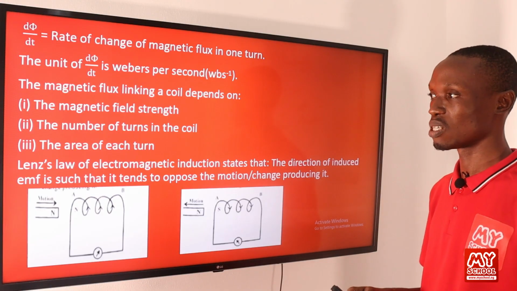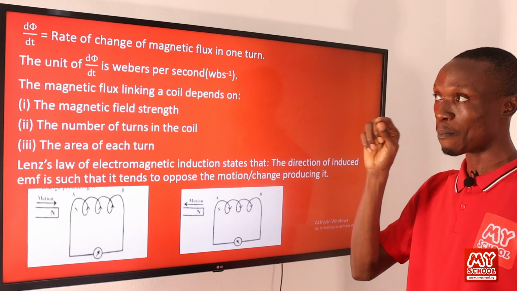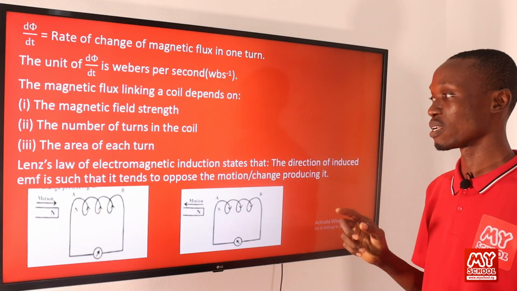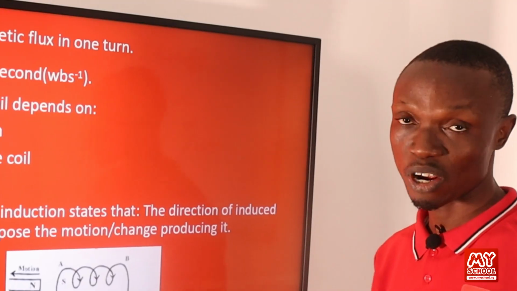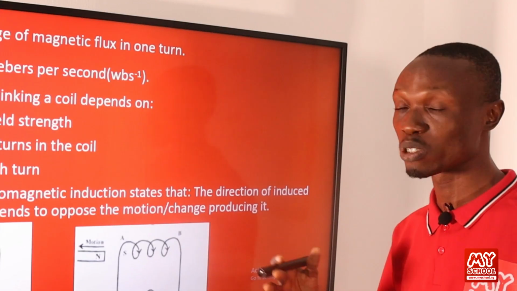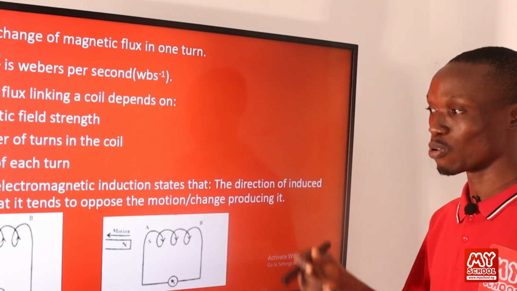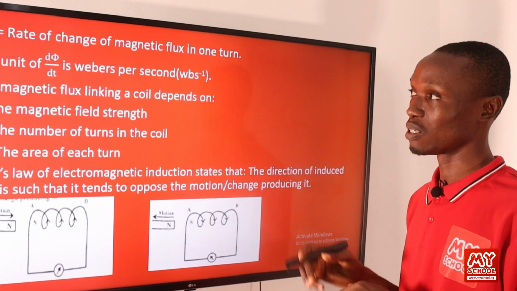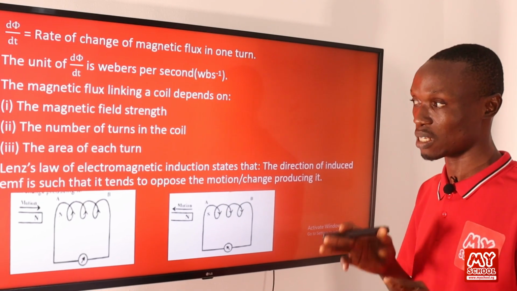So let's move on to state Lenz's law, okay? And that minus is as a result of Lenz's law. So Lenz's law of electromagnetic induction states that the direction of induced EMF is such that it tends to oppose the motion or change producing it. Okay, so that is the answer. That is where that minus in the formula on the previous slide came in.